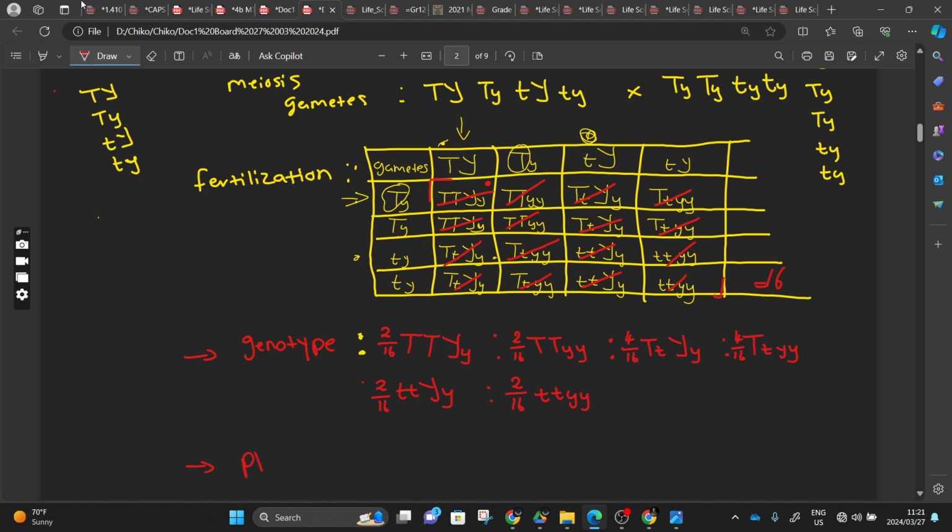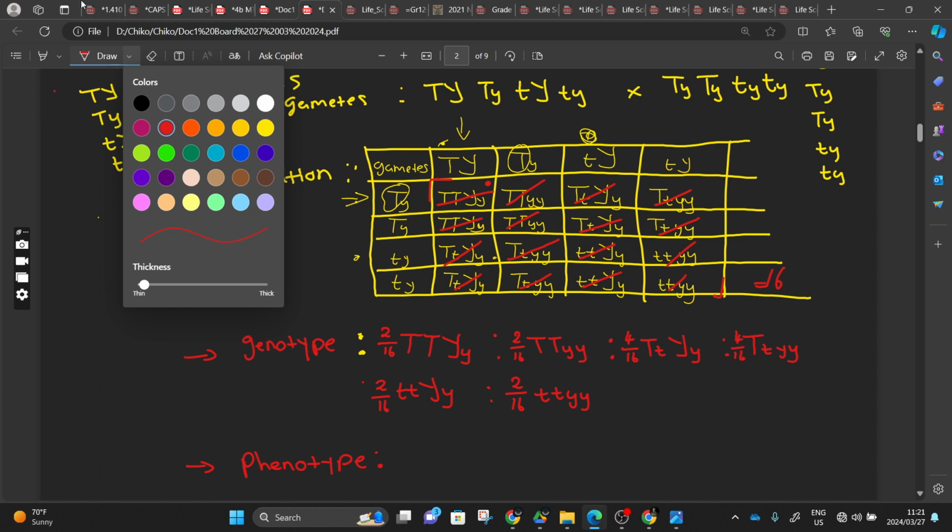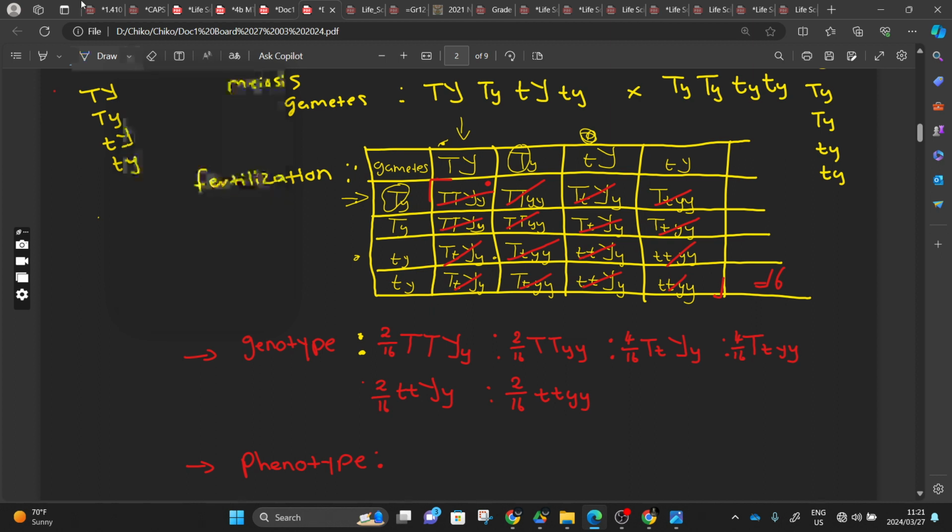Then from there, you go and do the phenotype. Then you have all of them, phenotype. And with phenotype, let's change the color here. Let's use blue this time. With phenotype, you are only going to concentrate on the first letter of the two, the first letter of the two, because this is complete dominance.